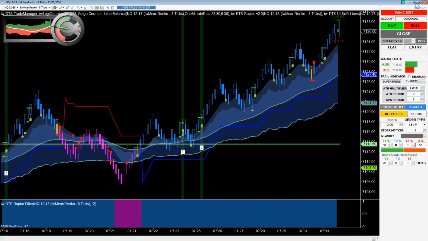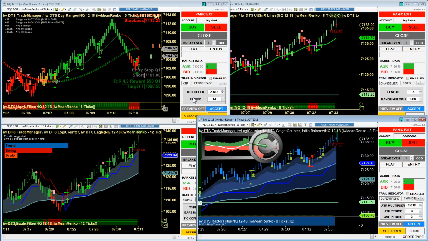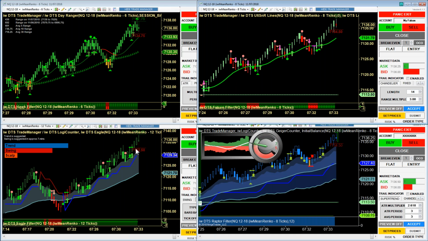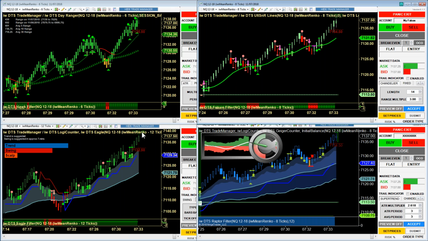What makes the DTS and the Raptor system so unique is that each of these tools, the programming is unique to the market condition. It's not like we took a 5-minute chart to scalp and a 15-minute chart for swing trades and an hourly chart for trend trades.